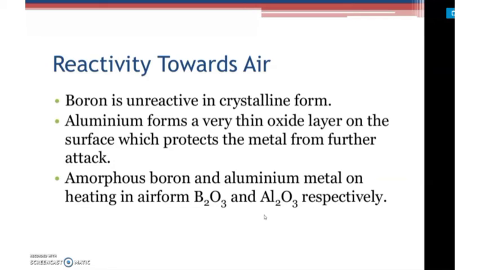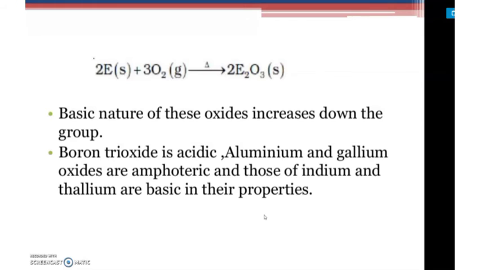Amorphous boron and aluminium metal on heating in air form B2O3 and Al2O3, they are dimers. You can see the general formula of the oxide here. These oxides are basic in nature. While moving down the group, the basic nature increases. And boron trioxide is acidic.